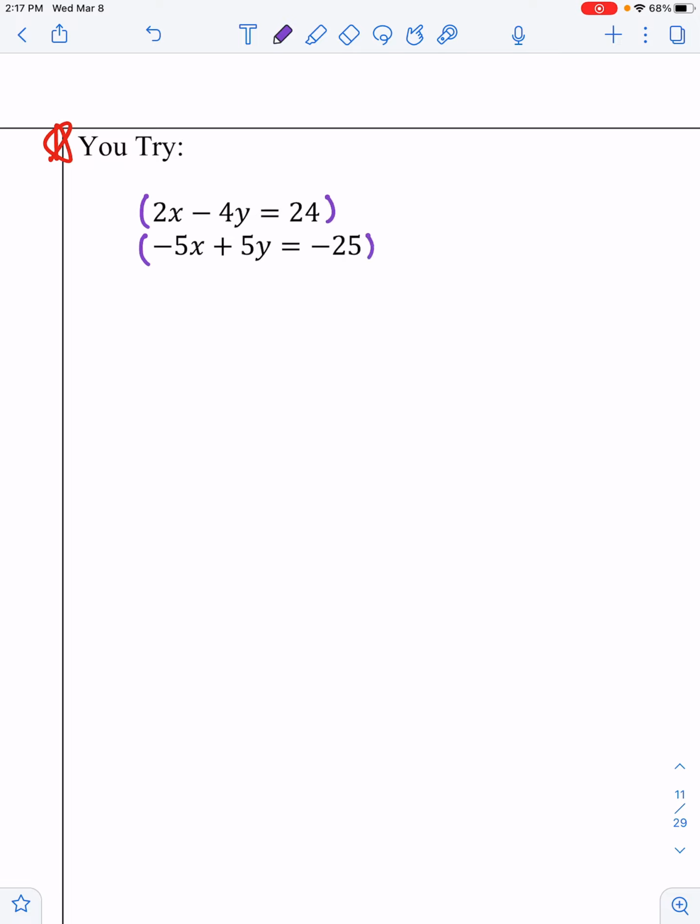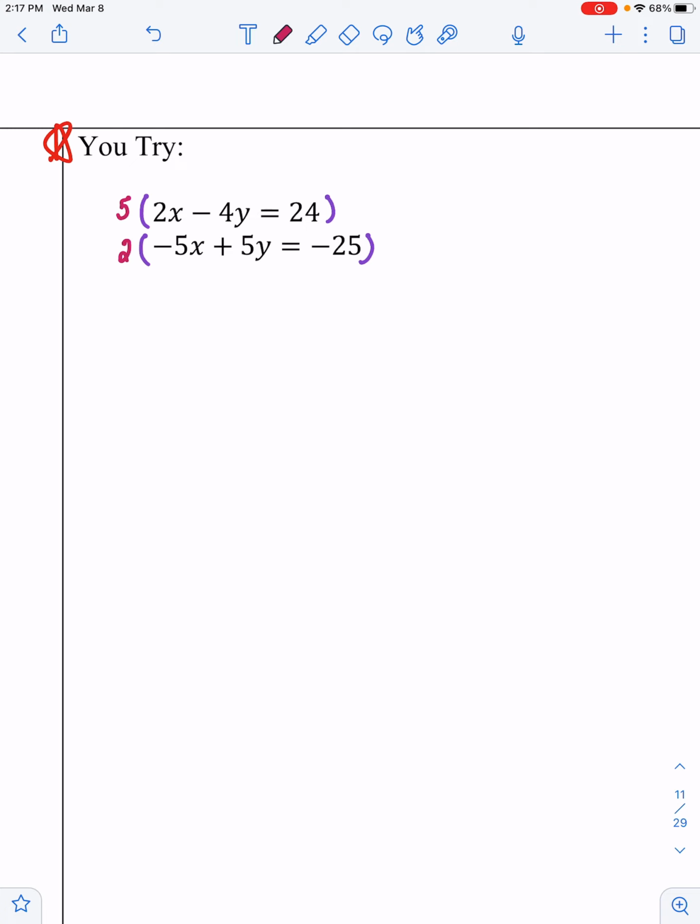You see how the top has a 2? We're going to bring that down. And you see how the bottom has a negative 5? We're going to bring the 5 up. We'll talk about the negative in just a second, okay? So 2 on the bottom, 5 on top.